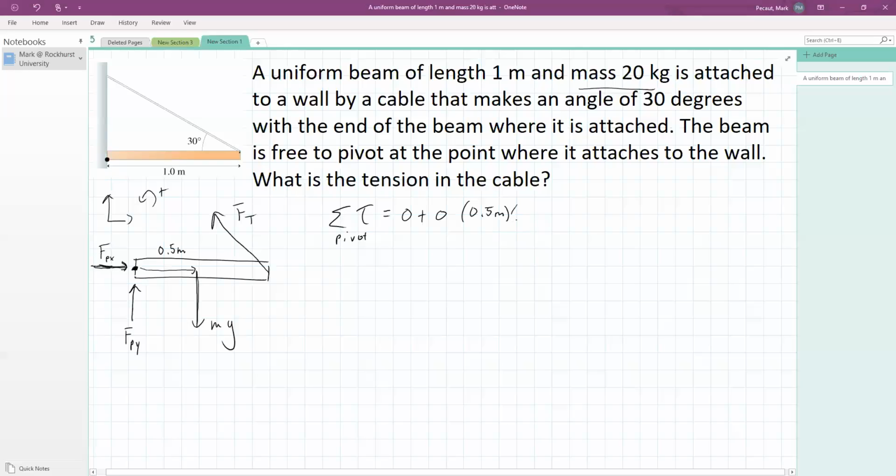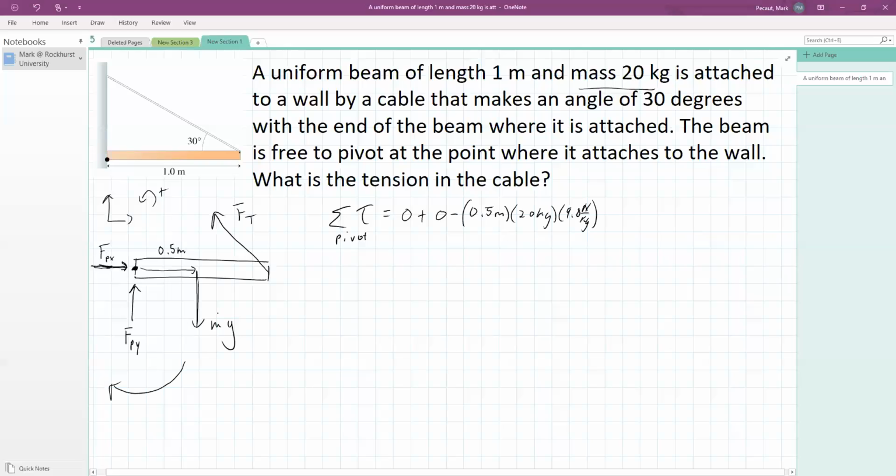Times mg, that's going to be 20 kilograms times g, 9.8 newtons per kilogram. And that one causes rotation around the pivot point in a clockwise fashion. Hope you can see that. And so that is going to be a negative torque, so I have to put the negative sign in there by hand. Let me just move that negative down here. Okay, so that force is done.